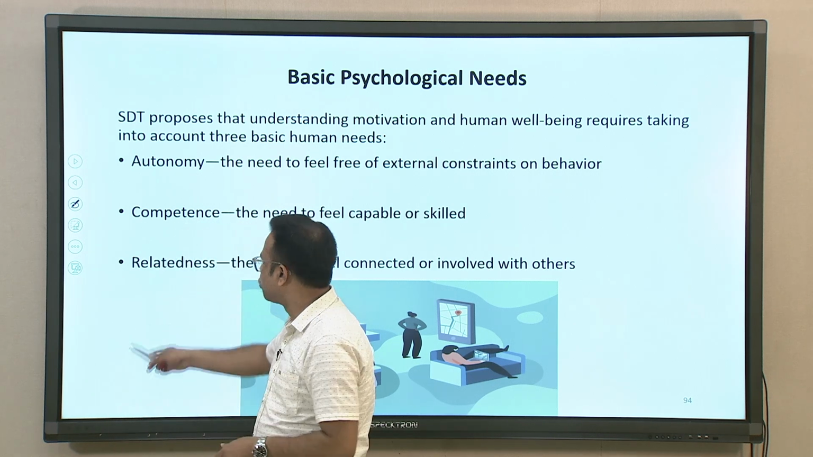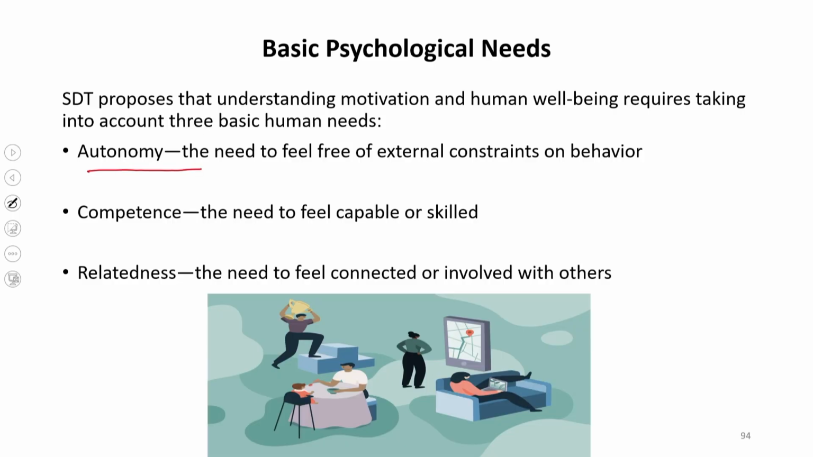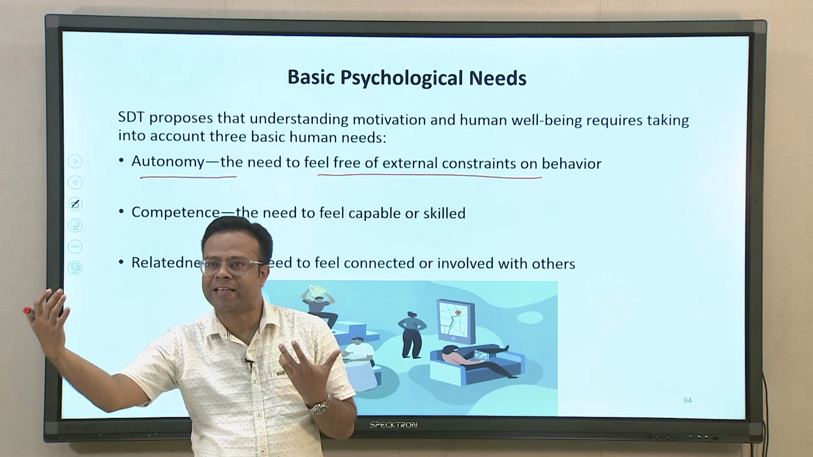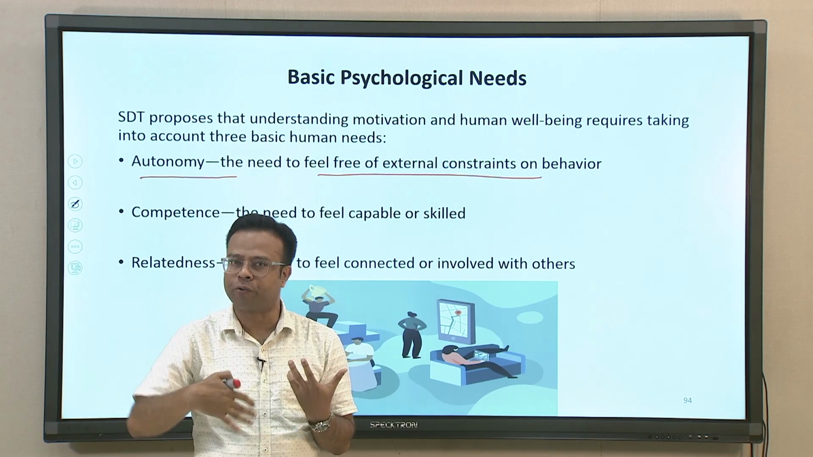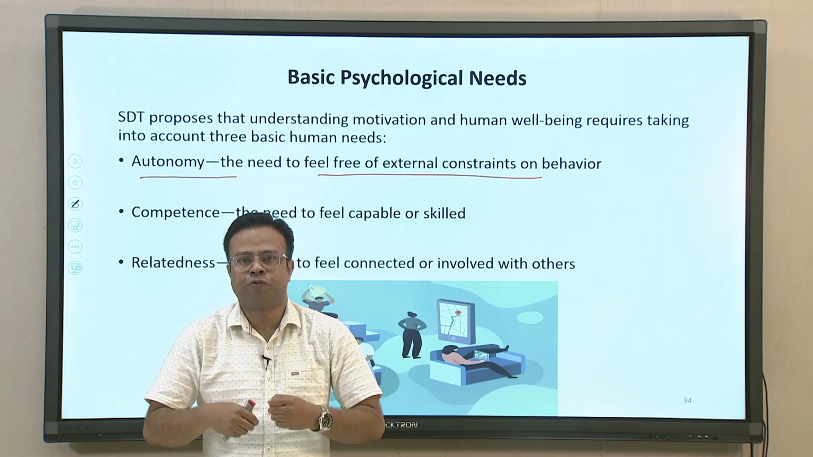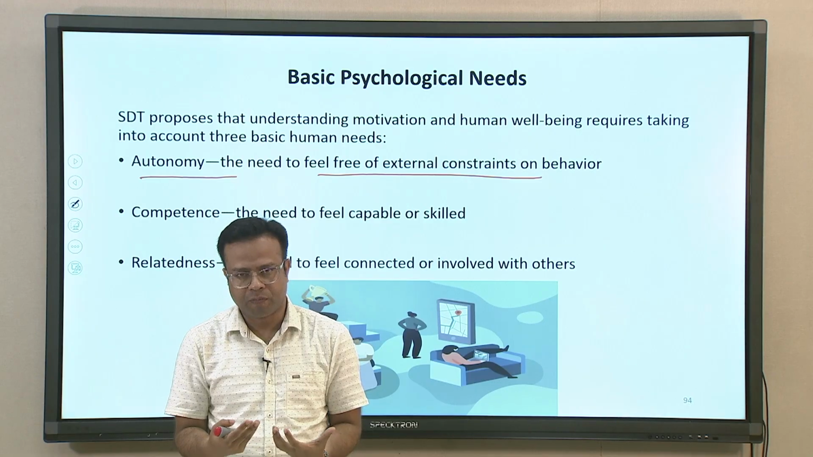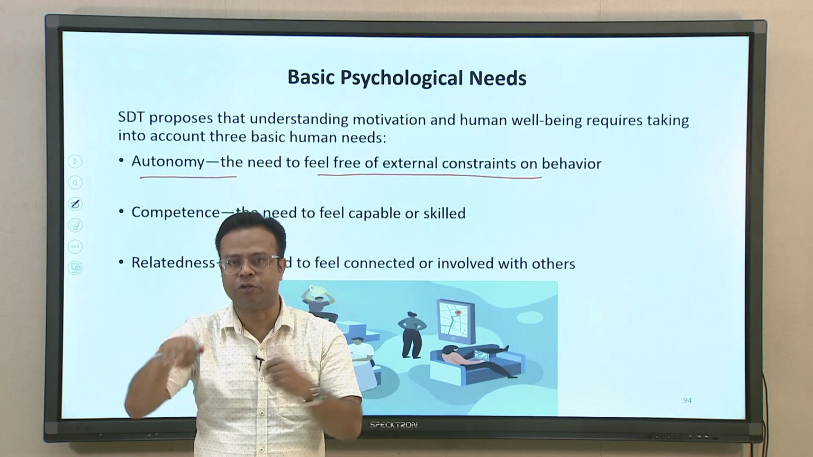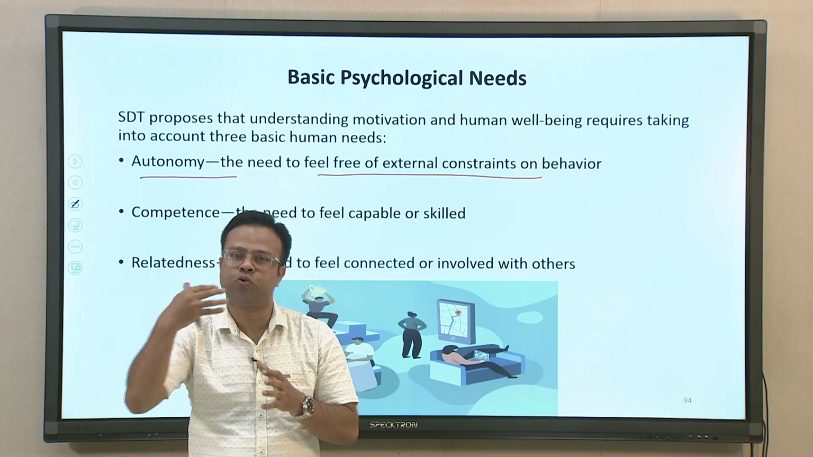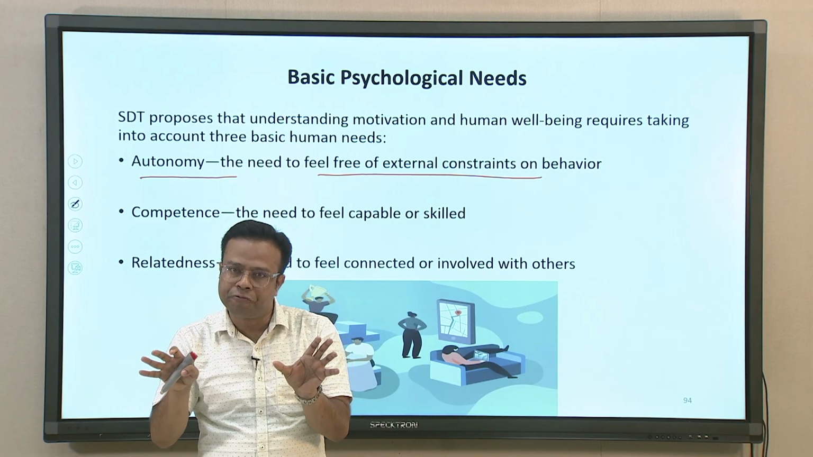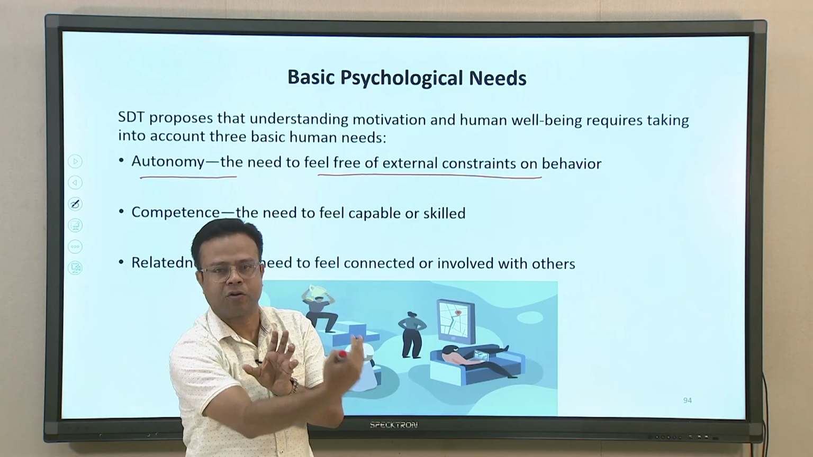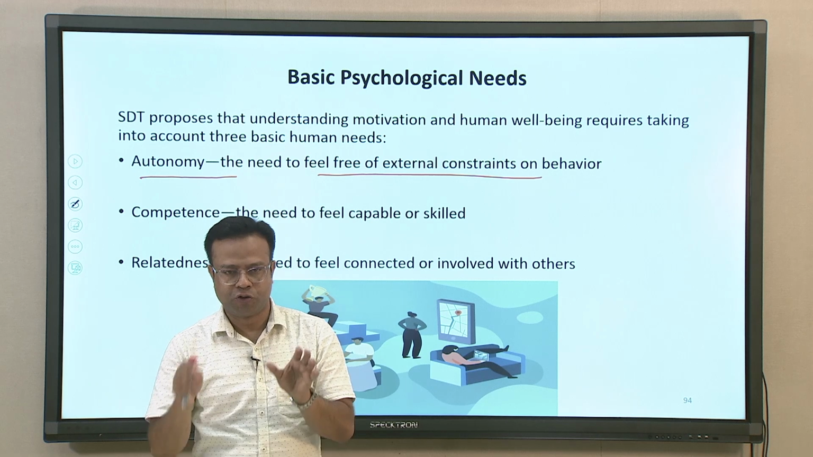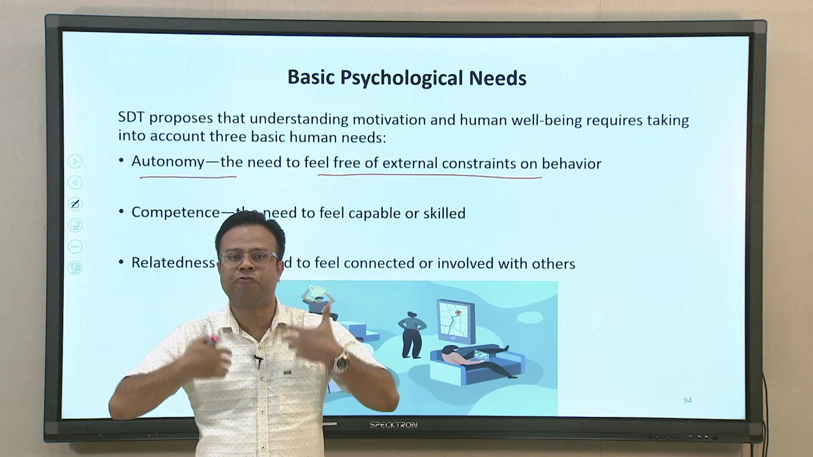The first one is called autonomy. When we talk about autonomy, it is basically the need to feel free from external constraints on behavior. You feel more autonomy when there is less external pressure or constraint on you. When you do something out of your own volition, with no one pressurizing you, the more freedom you have from external constraint, the more autonomy you have.